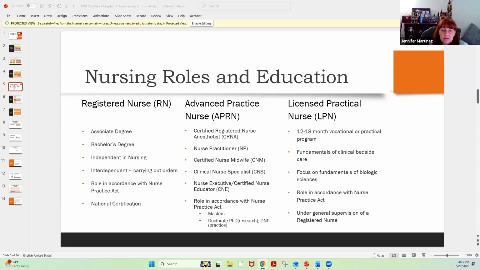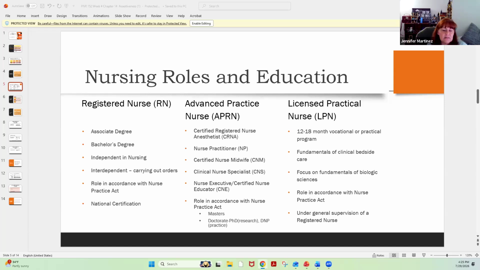So obviously the first thing you have to do is pass your NCLEX. And then, I'm not even going to get into it, but there's a lot of different certifications out there as an RN. The advanced practice registered nurse. These are those that have had advanced degrees, usually a minimum of a master's degree. So this is like your certified nurse anesthetist, your nurse practitioners, your certified nurse midwives, your clinical nurse specialist, your nurse executive, your certified nurse educator.